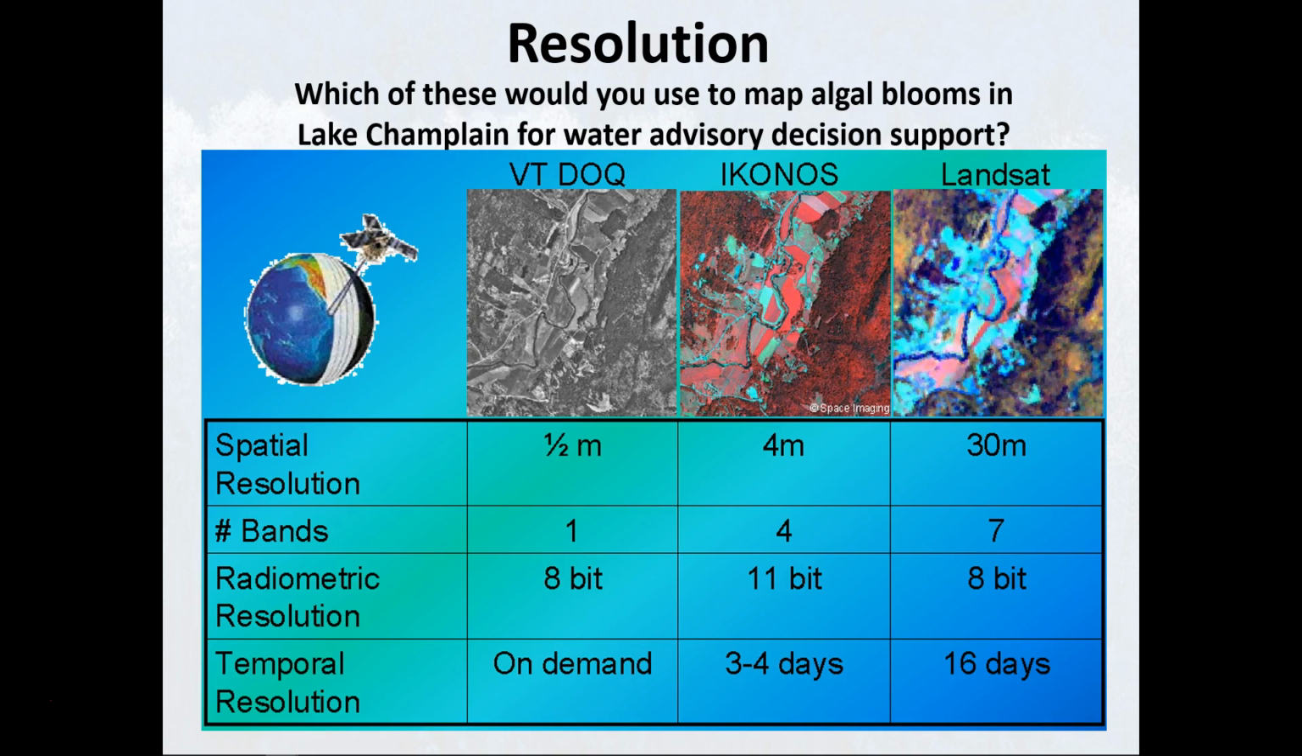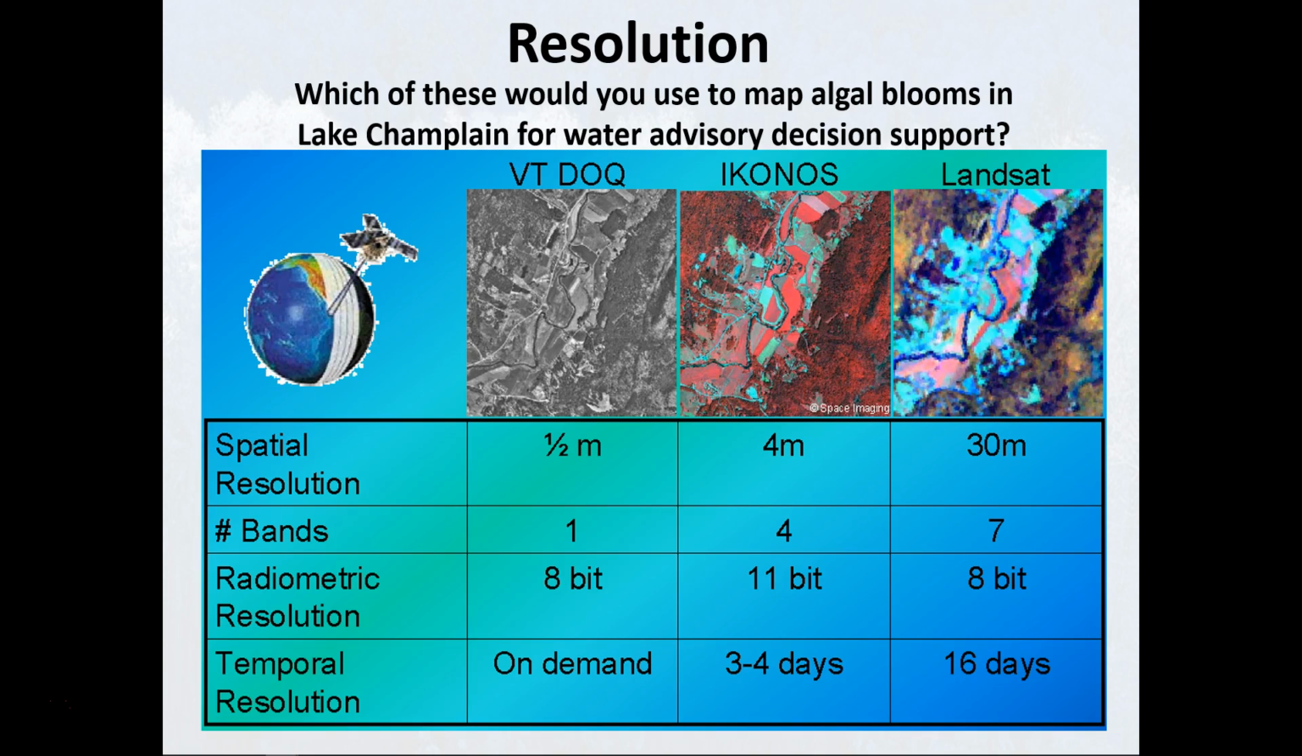I'm giving you here a Vermont DOQ, which is an aerial photograph, an Ikonos satellite image, and then a Landsat satellite image. And we've listed the resolution, different forms of resolution for each. So which of these, in the first scenario, which of these would you use to map algal blooms in Lake Champlain for water advisory decision support?